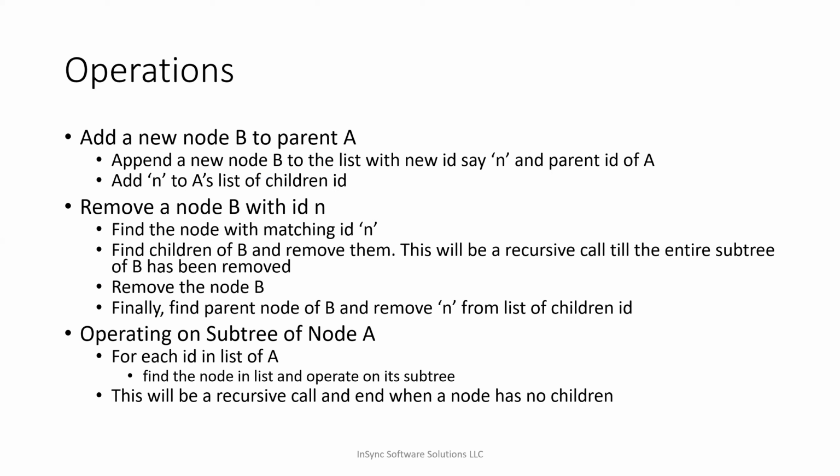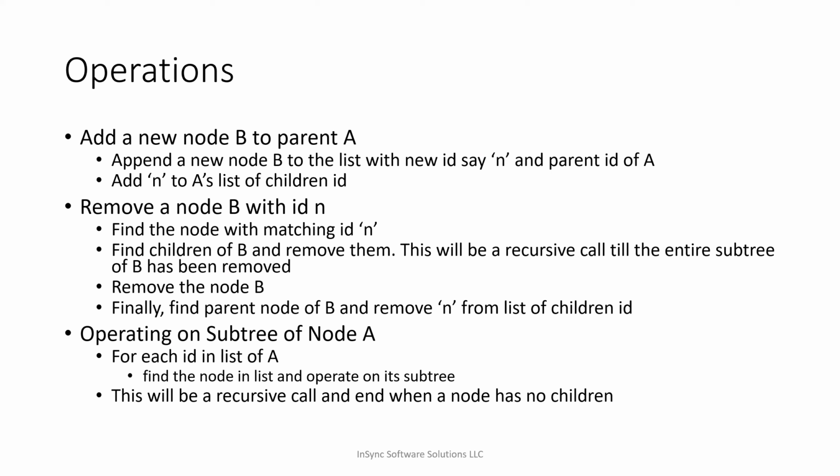Removing a node B with, say, an ID N. Now, this would be a little bit more involved, in the sense that we'll have to find the node with the matching ID N, which is straightforward. Then we find the children of B first and remove them. So intuitively, you may think that this would be a recursive call because the children would have further children. So we keep going until the entire subtree of B is removed. And finally, we remove the node B from the list. And finally, we find the parent node of B and then remove B's node ID, say N, from the list of children IDs of the parent.